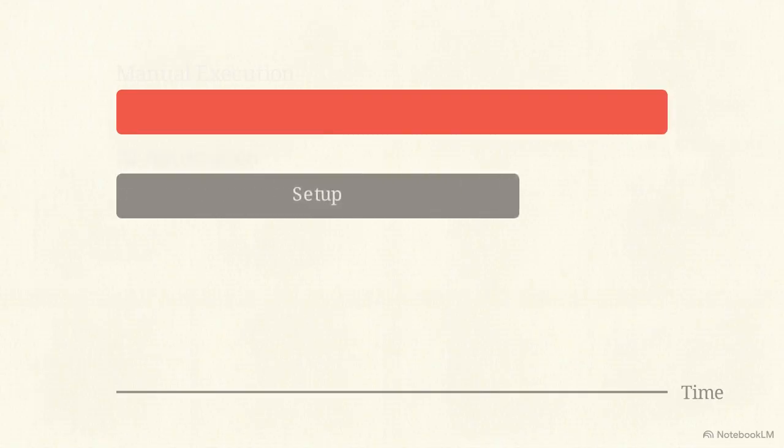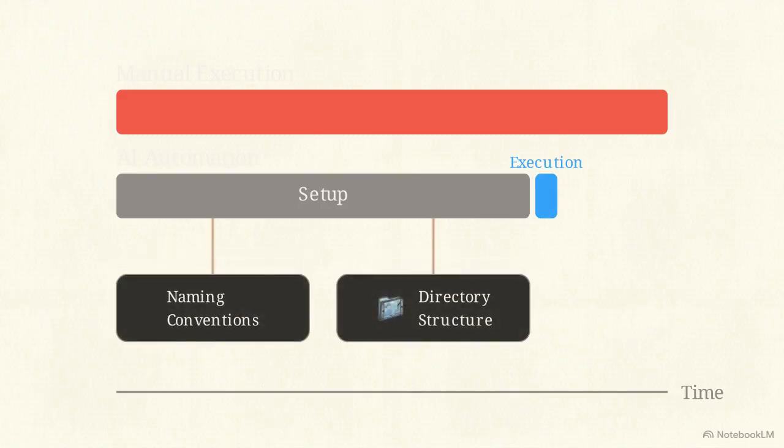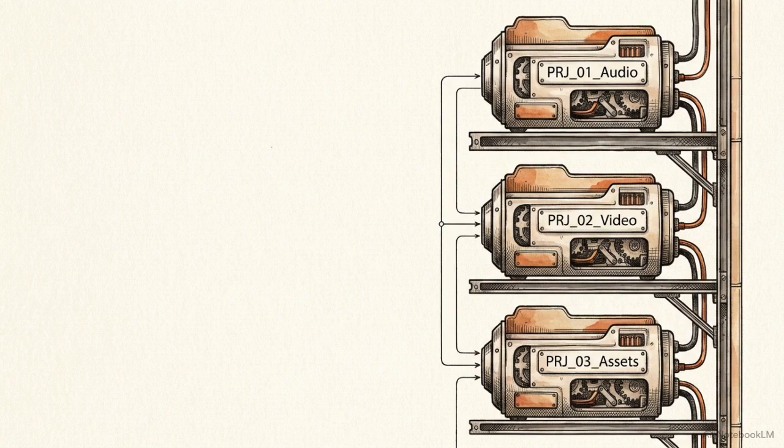Manual execution is a continuous grind. AI automation requires a heavy setup block, then a tiny execution sliver. This setup expands into strict file naming and directory prerequisites. Feed messy files in, and the execution block disappears. The process fails. Automating production tasks will not fix messy habits. You only get the speed benefits if you take the time to standardize your input data first.